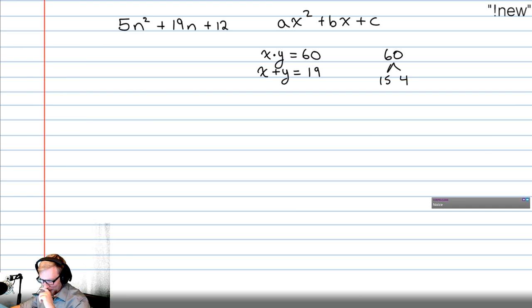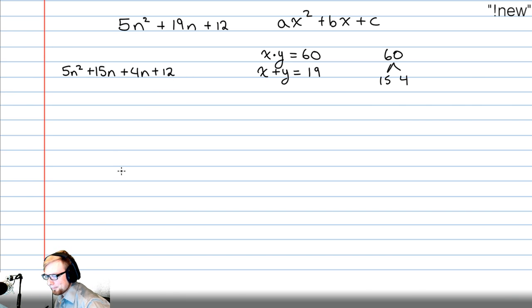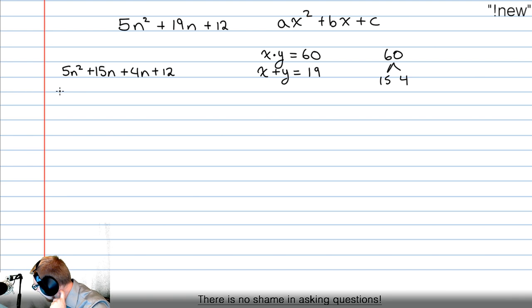Four. Okay, 15 and 4. And when you multiply those together, you get 60, and when you add them, you get 19. Okay, good. So rewrite your equation: 5n squared plus 15n plus 4n plus 12. And then group them together, the 5n squared and the 15n, and the 4n and the 12.